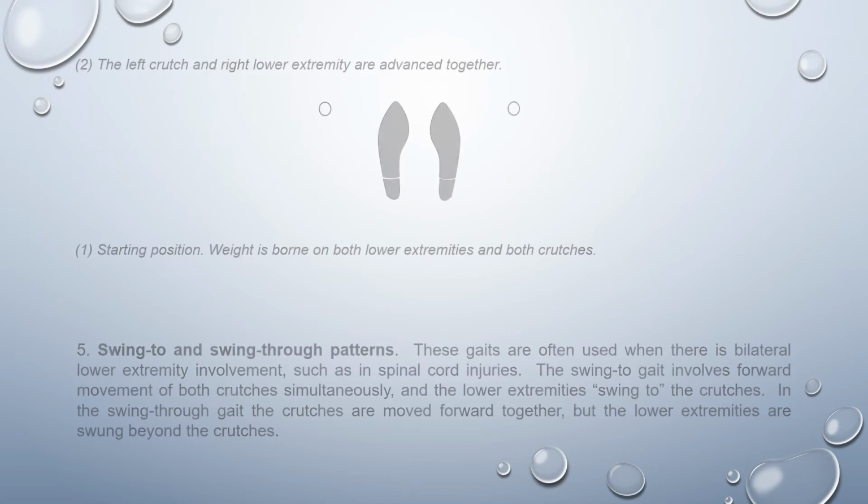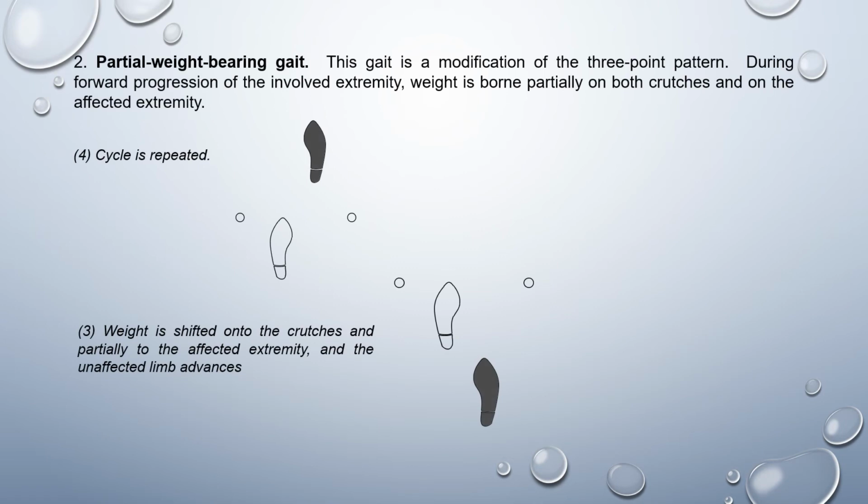And then we have partial weight bearing gait. When you see partial weight bearing, tingnan mo yung indicator, blacken yung isang leg, pero yung isang leg hindi. So, you would notice that this gait is a modification of the 3-point gait pattern. Modification, so yung 3-point gait, wala pong paa yung isa. Pero sa partial weight bearing, meron po. During forward progressions of the involved extremities, weight is borne partially on both crutches and on the affected extremities.